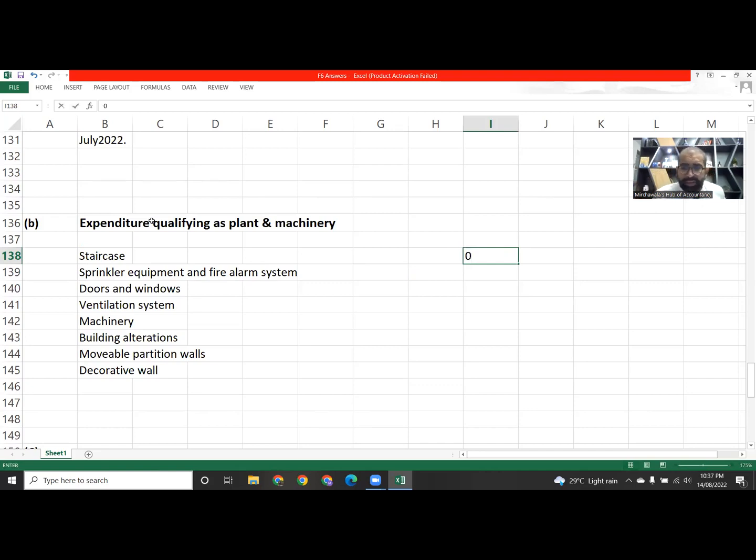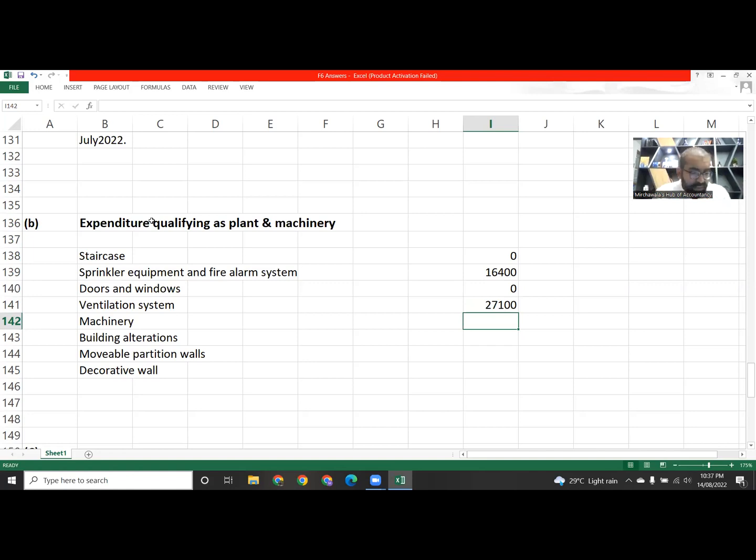Staircase is part of building, right? 0. But yes, sprinkler equipment 16,400. This is equipment, part of plant and machinery. Doors and windows are always part of building. Then yes, ventilation system is part of plant and machinery, and it comes in SRP. This is an old thing, not a new thing. So this is 27,100.